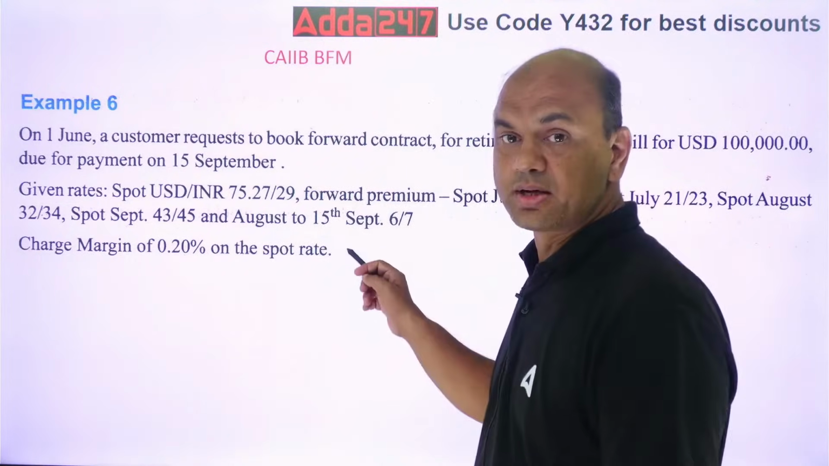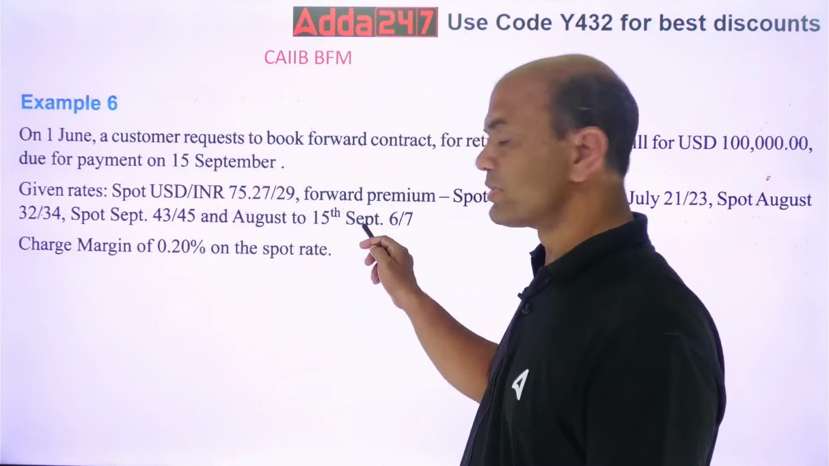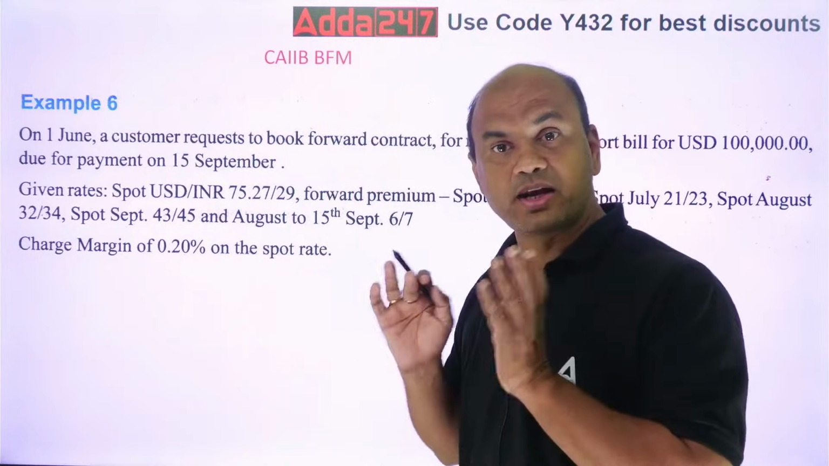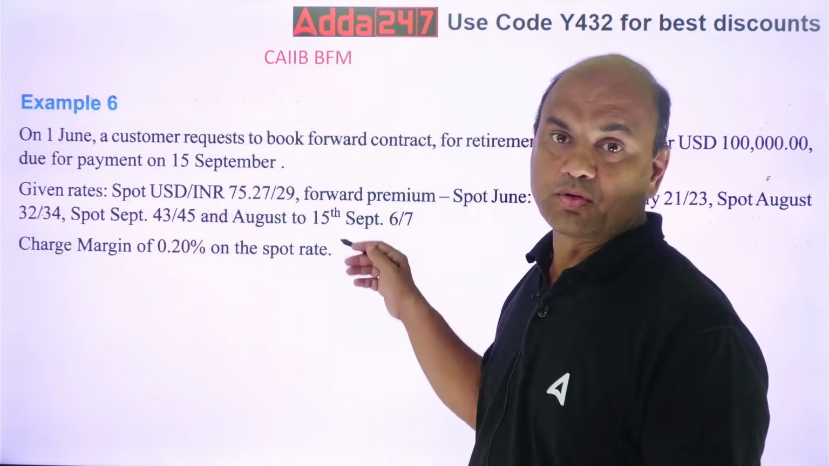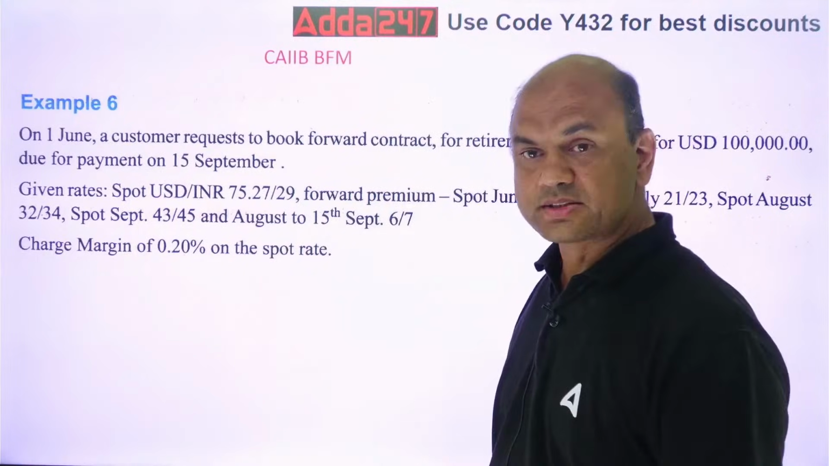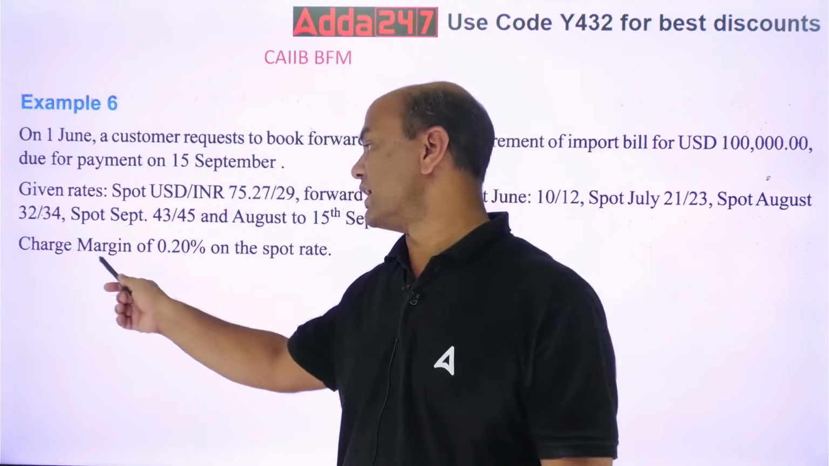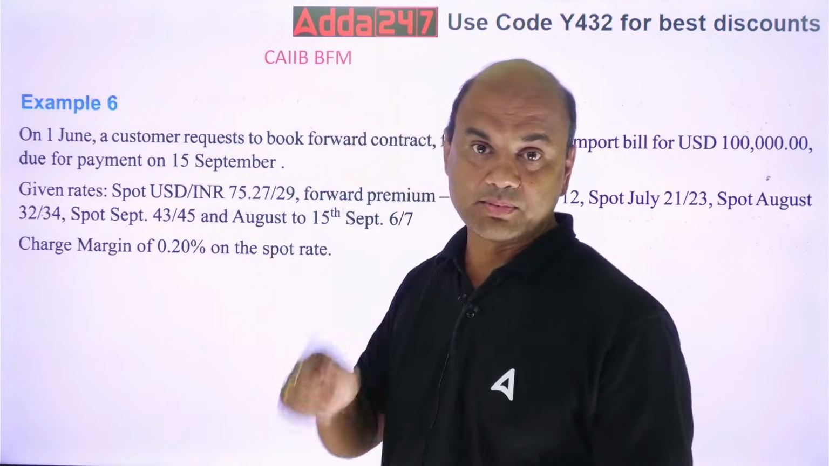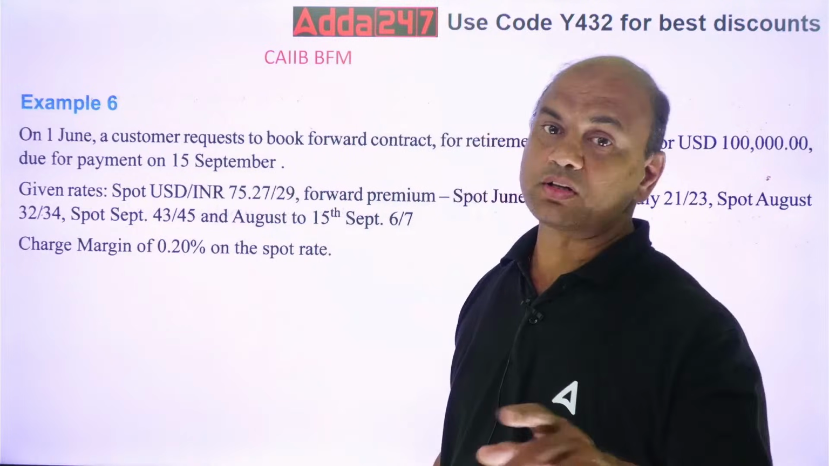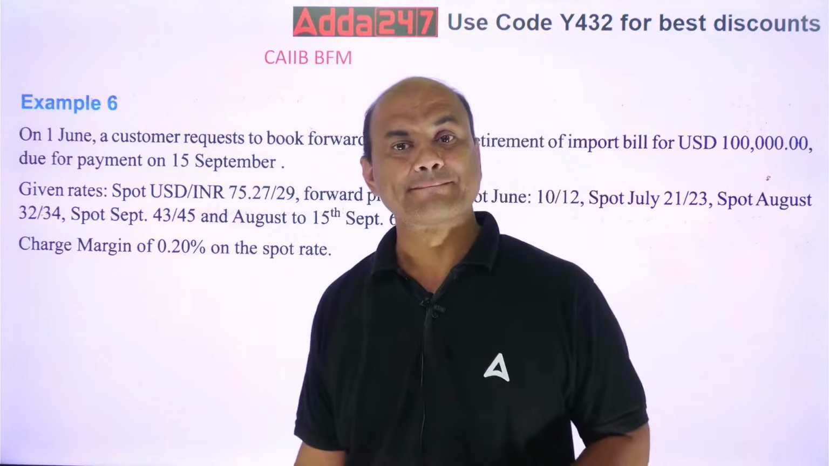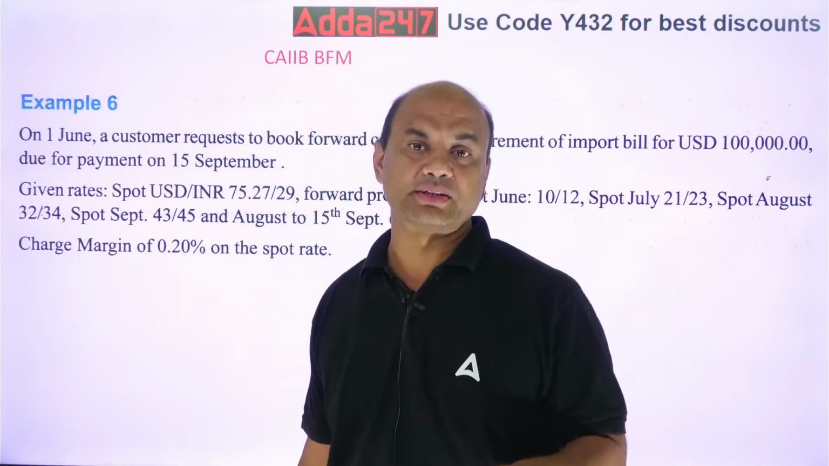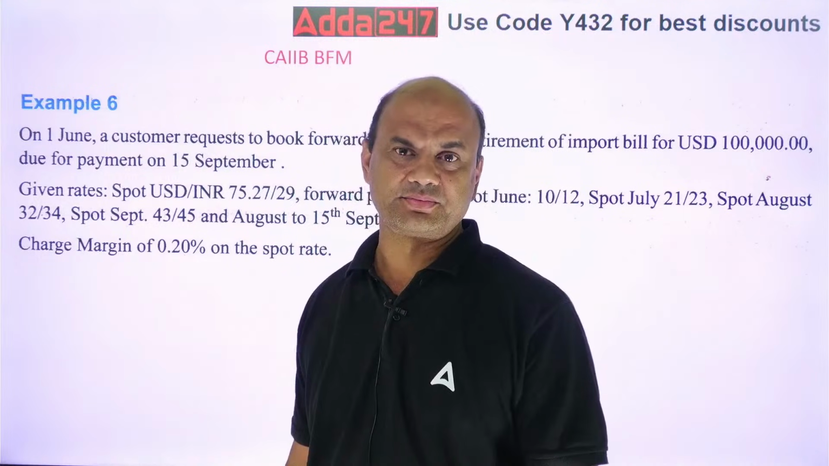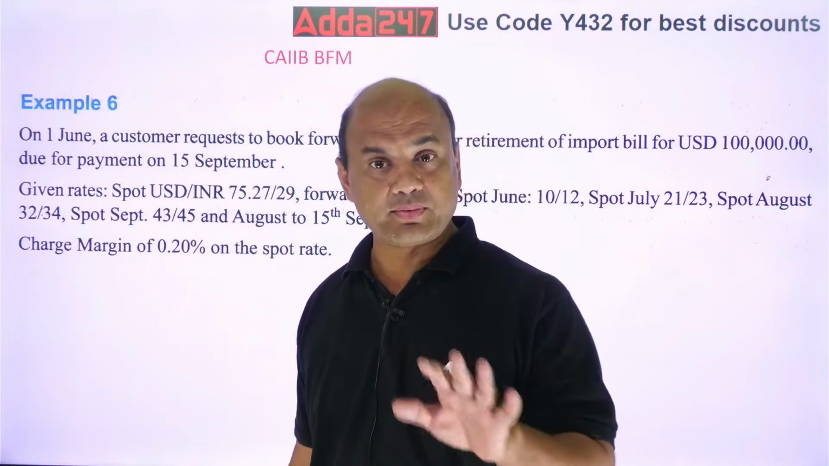Now this is a bit tricky part. August to September means 15 September. It is 6-7. So for those 15 days the forward points are also given. Plus one more point, check this: charge a margin of 0.2% on the spot rate. Kindly remember. Try to solve this problem. This is a sure problem in your exam. You'll definitely get this numerical in the exam. It's a big 5 marks case study.